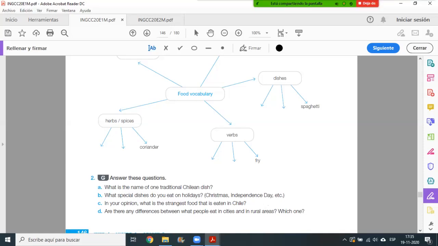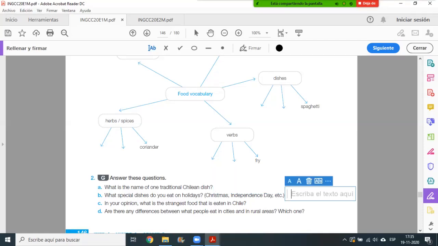Okay? Maybe you can't change the name. And you will have to write in Spanish. Tal vez aquí un plato tradicional chileno que no se nos ocurra no tiene traducción al inglés. Ya, si no tiene traducción, lo puede escribir en español. Ya, porque los nombres propios no los podemos traducir.